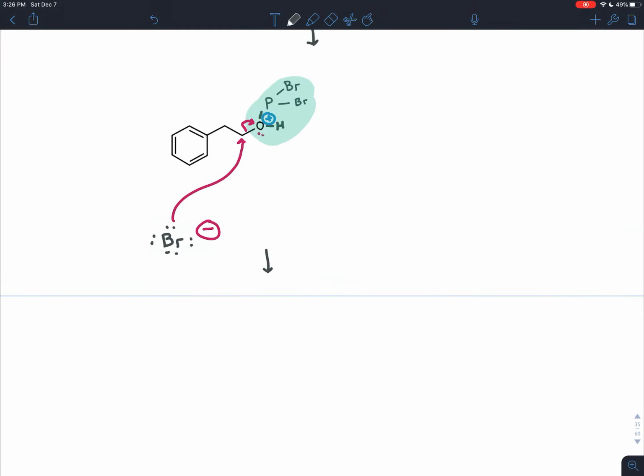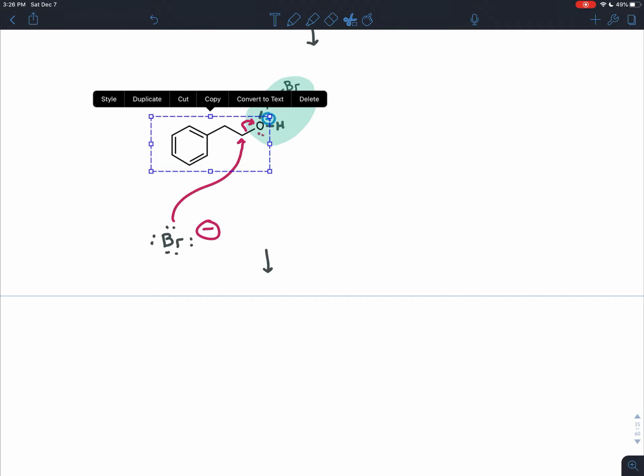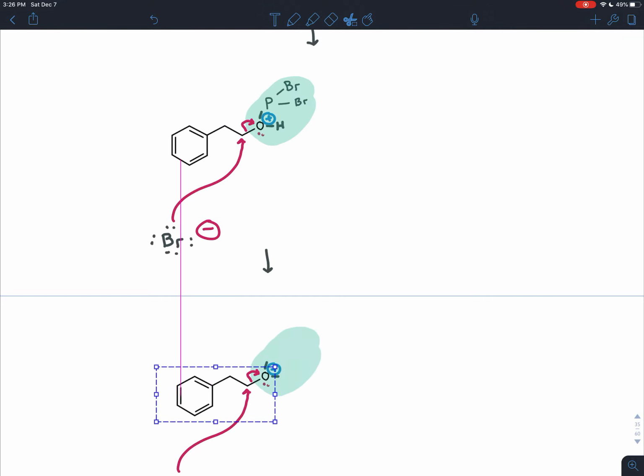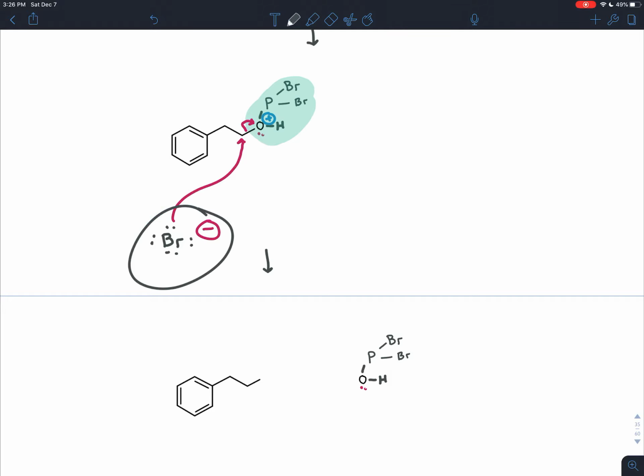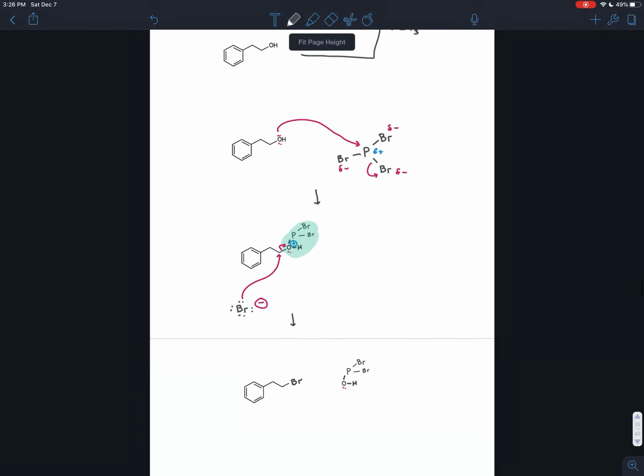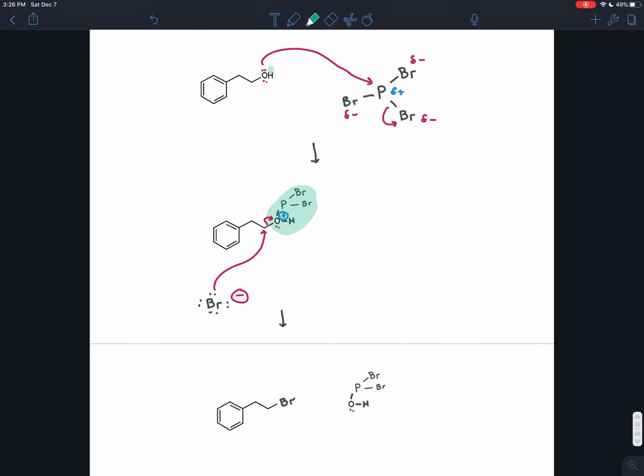And the result is that we have the original molecule, but the oxygen has left. This whole big group acts as a leaving group and ends up like that. And in its place, the bromine nucleophile steps in. So notice that the overall effect of PBr3 is that it replaces an OH with a bromine. And it does it with just really two successive SN2 reactions.